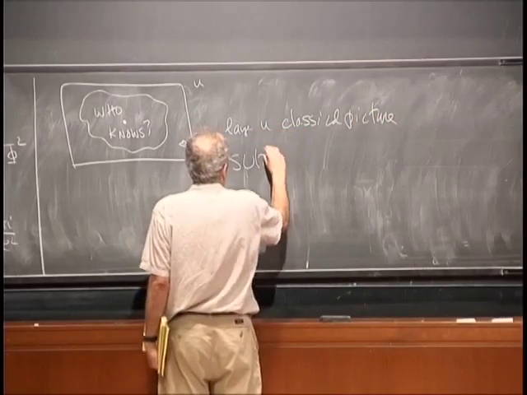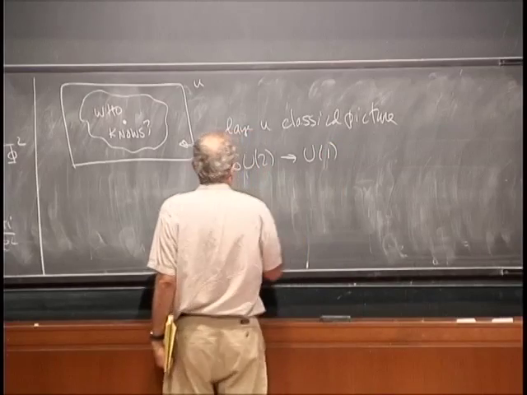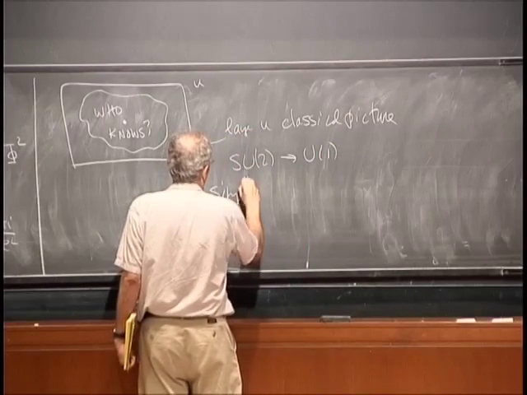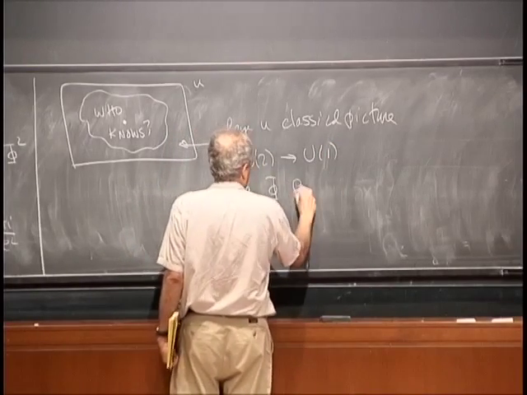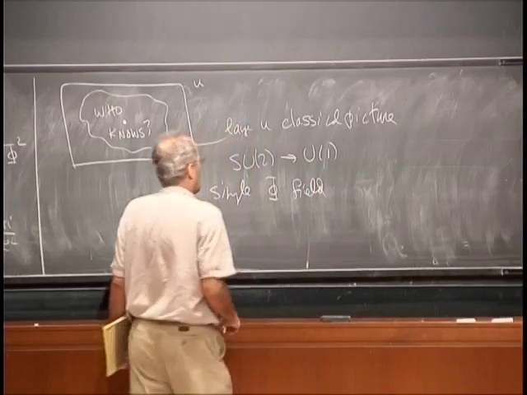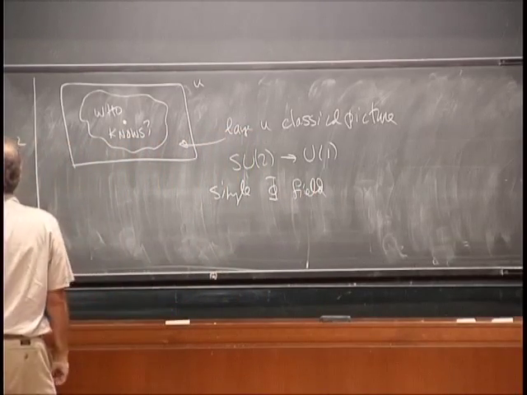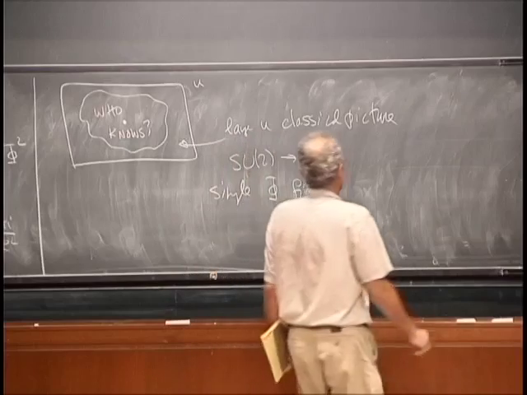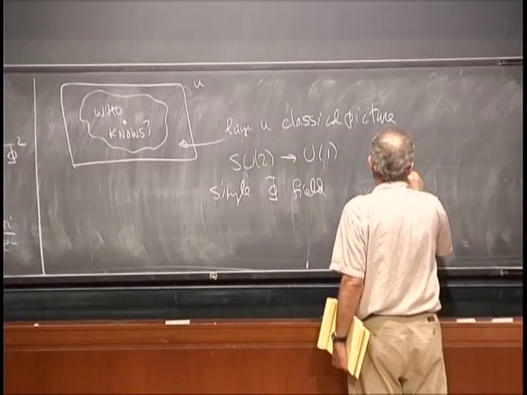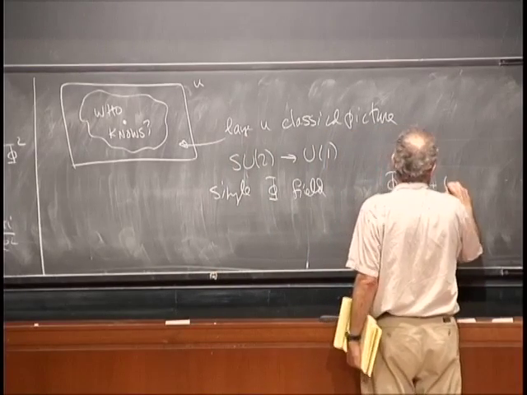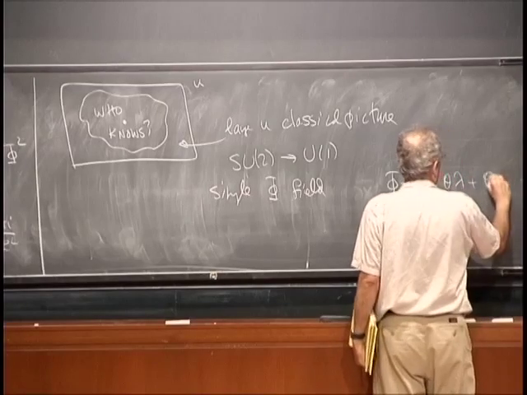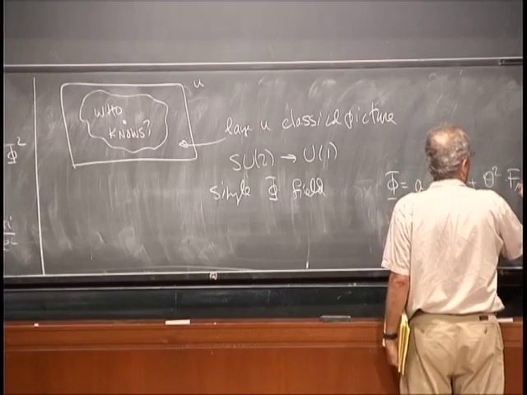SU2 is broken to U1, and there's a single phi field. Phi has an expansion that I'll call A plus theta lambda plus theta squared times the self-dual part of F mu nu.